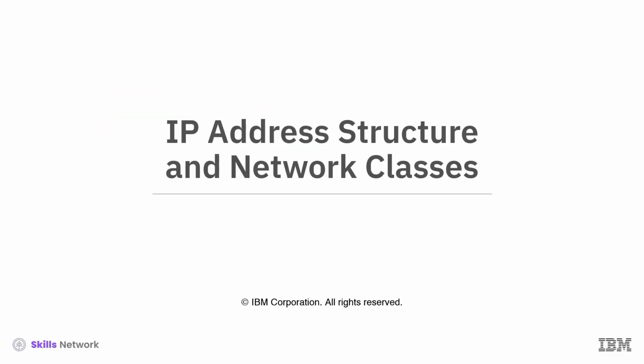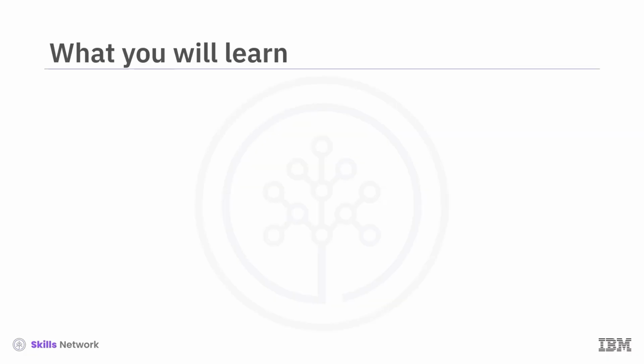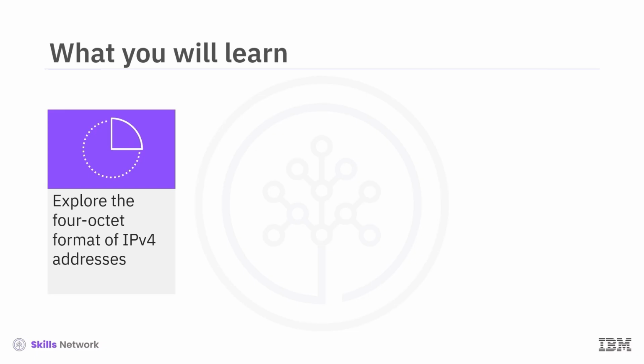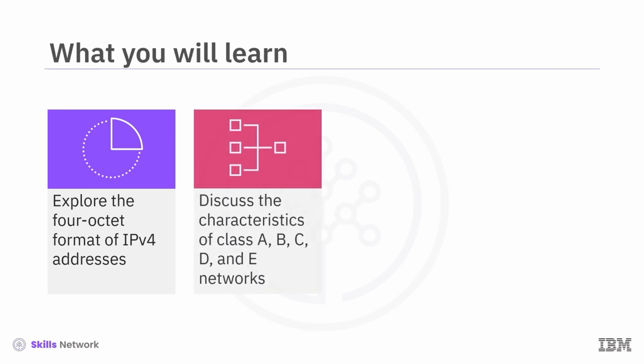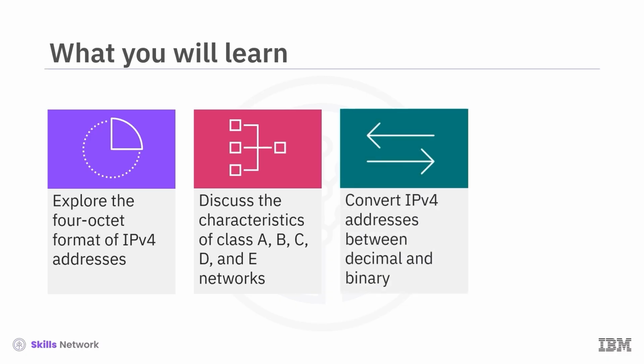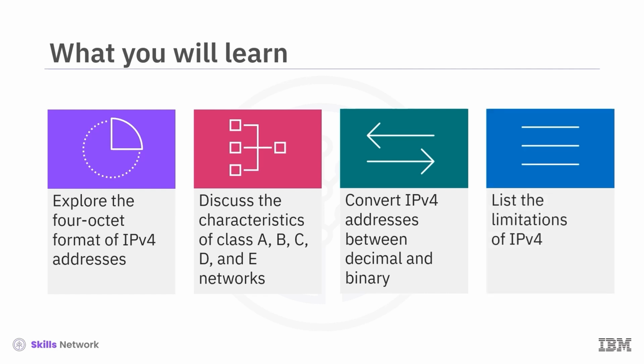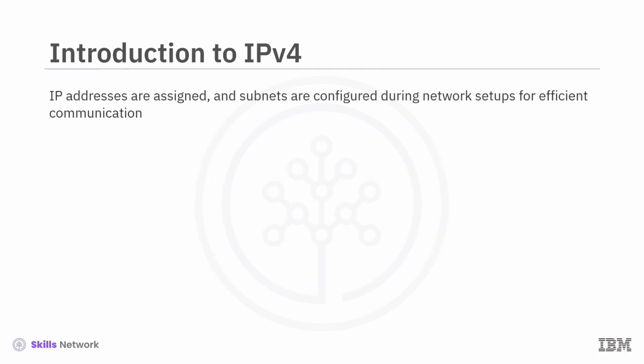Welcome to IP address structure and network classes. After watching this video, you will be able to explore the 4-octet format of IPv4 addresses, discuss the characteristics of Class A, B, C, D, and E networks, convert IPv4 addresses between decimal and binary, and list the limitations of IPv4. While setting up a company's internal network, IT admins need to assign IP addresses to hundreds of devices and configure subnets to ensure easy communications between networks.